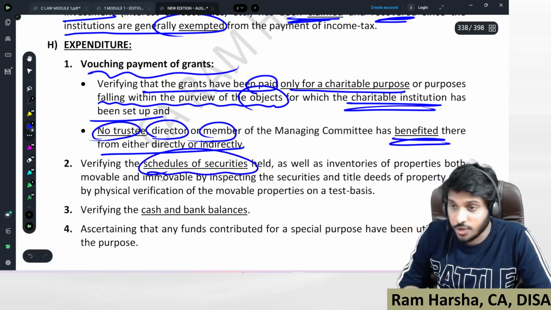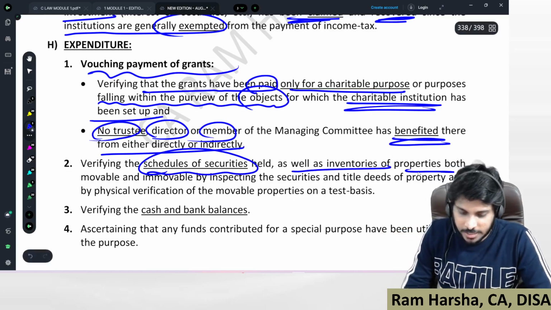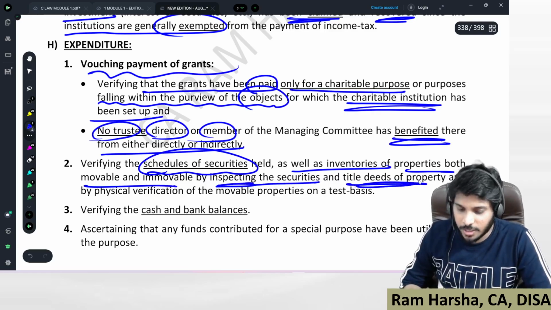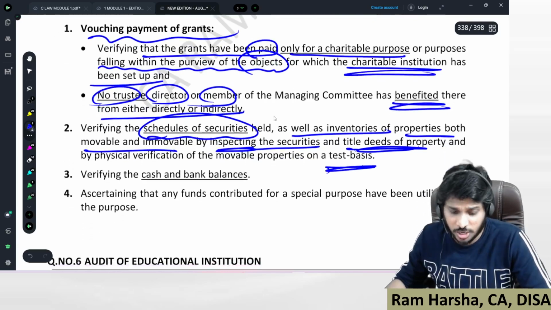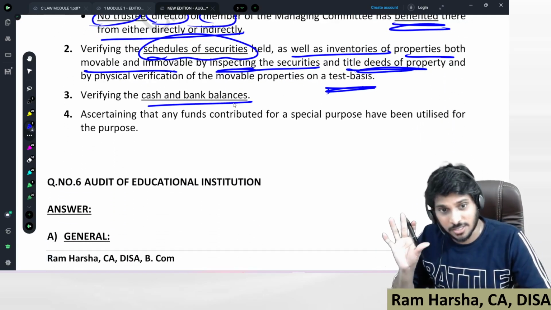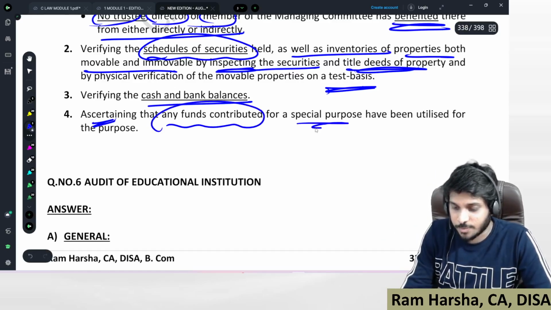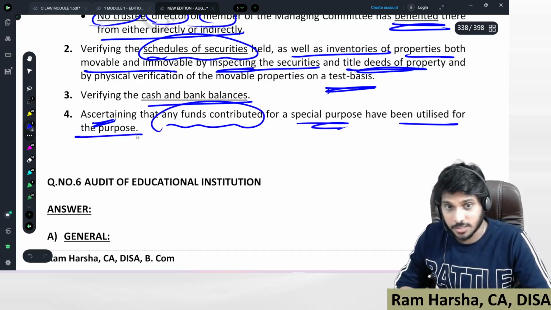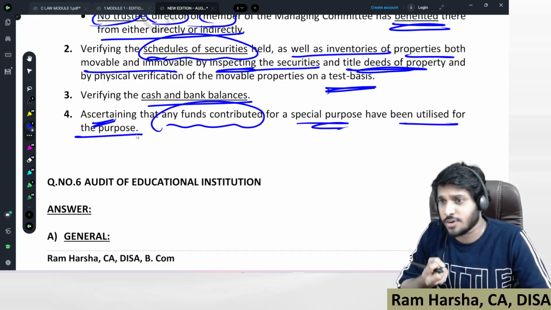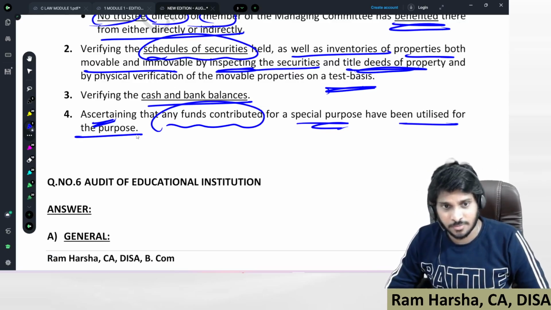Verify schedule of securities. Look at the register of securities held, inventories, properties, movable, immovable, and inspect the security title deeds of the property, all that on a test check basis. And verify cash and bank balances, bank confirmation letters, all that. And check any funds contributed for special purpose have been utilized for that purpose. Sometimes a charitable institute will get special purpose donations. Whatever donation we got for special purpose must be used only for that purpose.